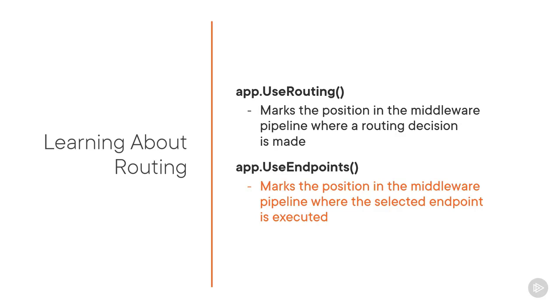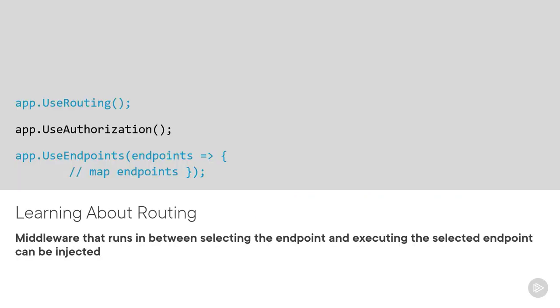In other words, we can inject pieces of middleware that know which endpoint was selected and can potentially select a different one. These can see the selected endpoint, if any, and just use that, or they can select a different endpoint. A common example of this is the authorization middleware, as you can see on screen. It runs between the UseRouting and UseEndpoints middleware.